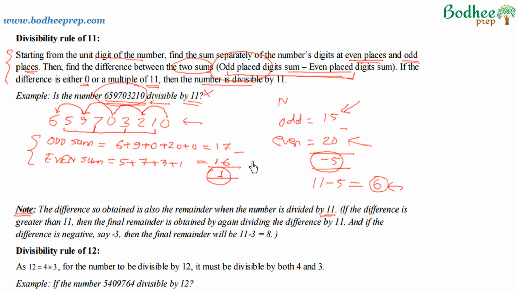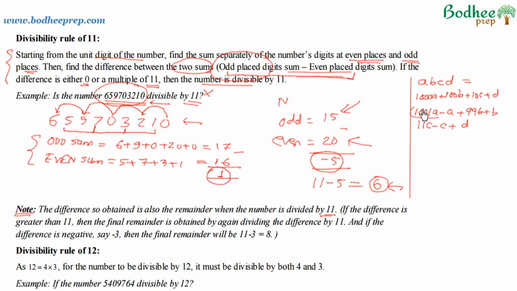Let me also give you the logic of why it works. I'm taking a very small number just for our understanding: let the number be a 4-digit number ABCD. I can always write ABCD as 1000A plus 100B plus 10C plus D. Now 1000A can be written as 1001A minus A, 100B can be written as 99B plus B, and 10C can be written as 11C minus C, plus D. I have deliberately taken those numbers which are multiples of 11.